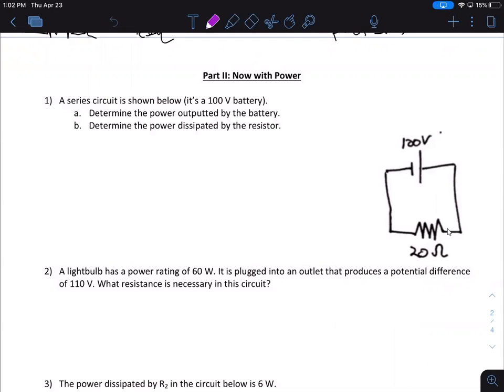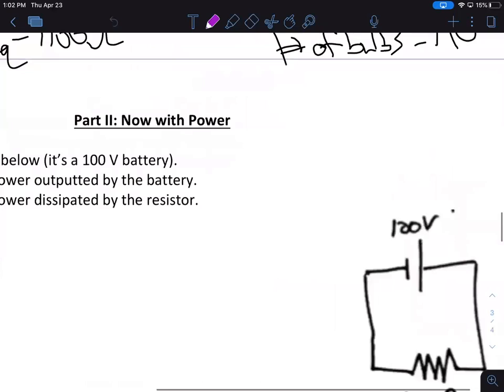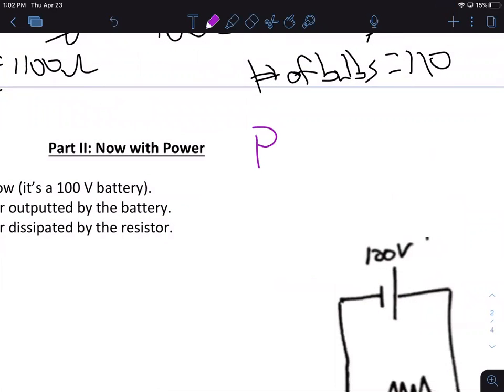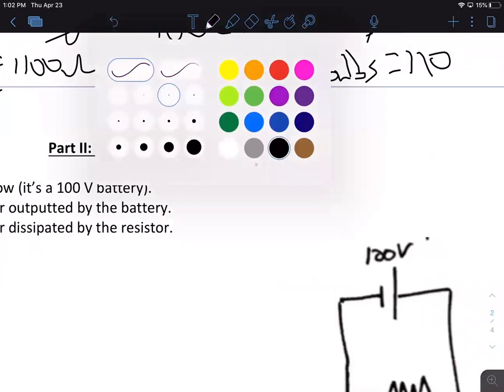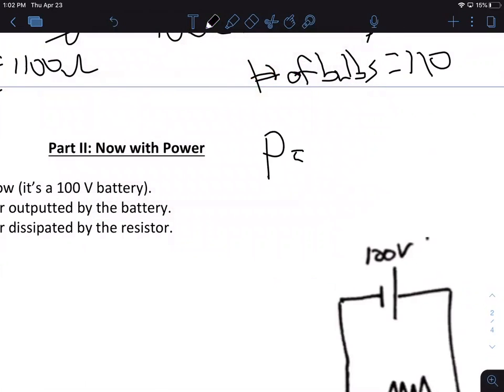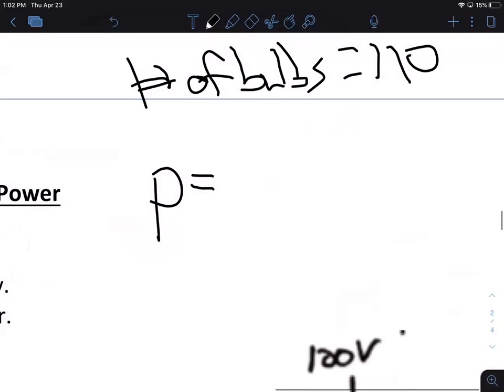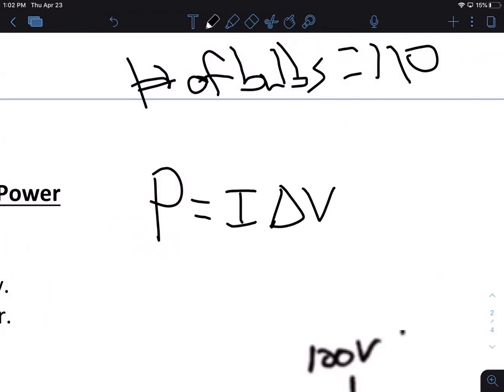Okay, in today's video, we're going to look at a series circuit where we are now involving the power relationship. The power of an object in a circuit, whether that's a battery that is adding energy to the circuit or some sort of resistor that is taking away or dissipating energy, is capital P equal to the current going through that thing times the change in potential of that object.